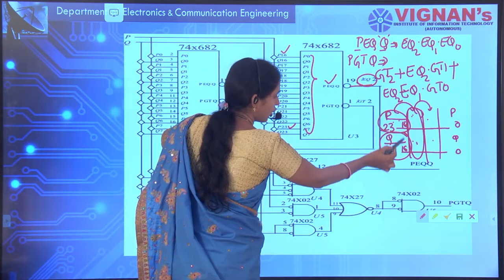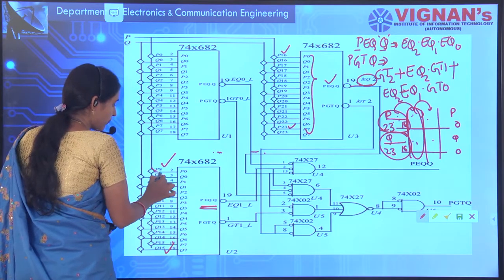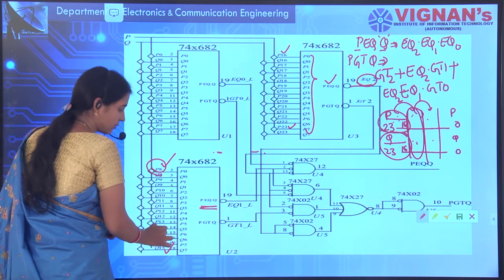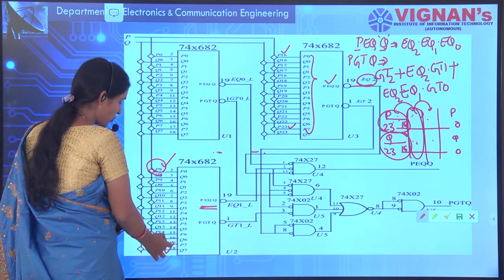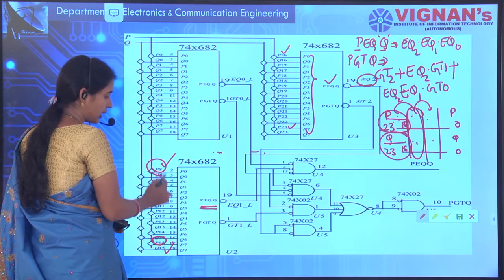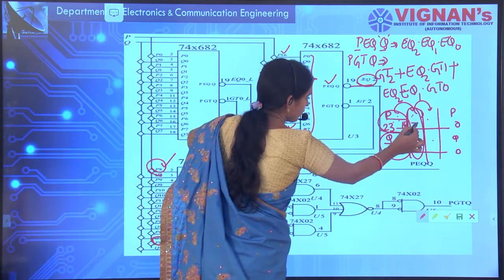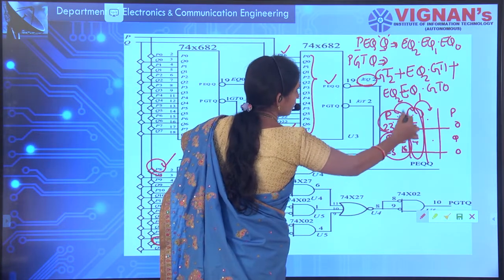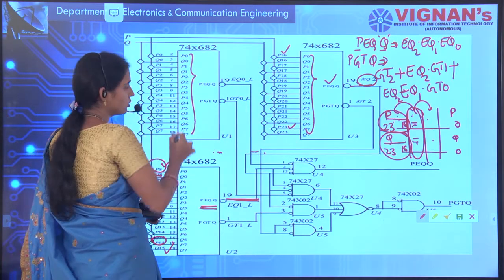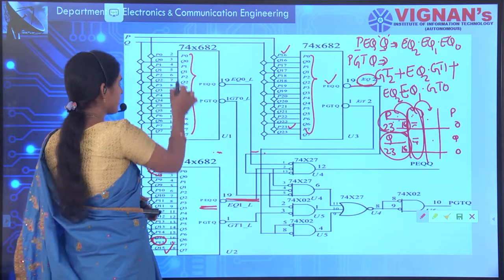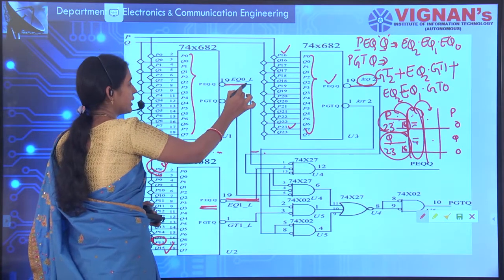As these higher order bits are equal, next it checks for the next higher order bits, like P8 to P15 and Q8 to Q15. If these are also found equal, what happens? It will check for the next 8 bits. Next 8 bits means P0 to P7 and Q0 to Q7. Again it will find equal.